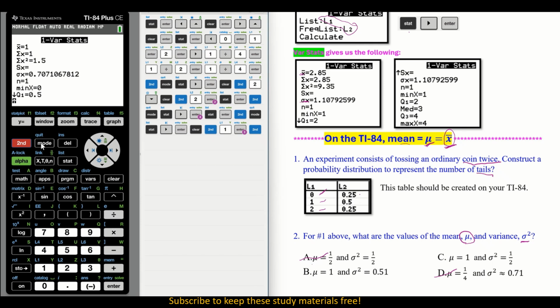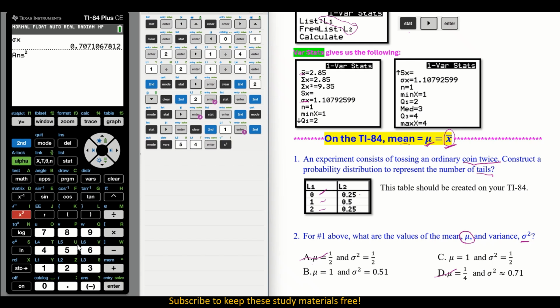You push second and quit or mode, second mode, which gives you the blue quit above it. Then you push vars 5, and notice that number 4 in the list is a sigma X again. Okay, so we push 4. I'm going to push enter so you could see that. Push enter. That's the number we had.